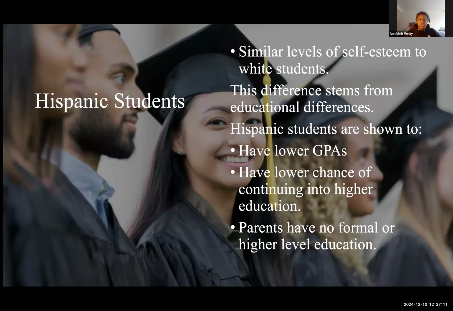Now, Hispanic students have a similar level of self-esteem measurement to white students. I think it's important to note that the African American, the Hispanic, and the Asian students all face discrimination, but the Black students are more focused on basically defending themselves. They work more to defend themselves in those situations. So while Hispanic students are affected by discrimination, there are other differences that factor into the level of self-esteem, and this is usually educational or financial differences. Hispanic students are shown to have lower GPAs, have a lower chance of continuing into higher education, and also, if they have a first or second generation parent, they usually have no formal or higher level of education.